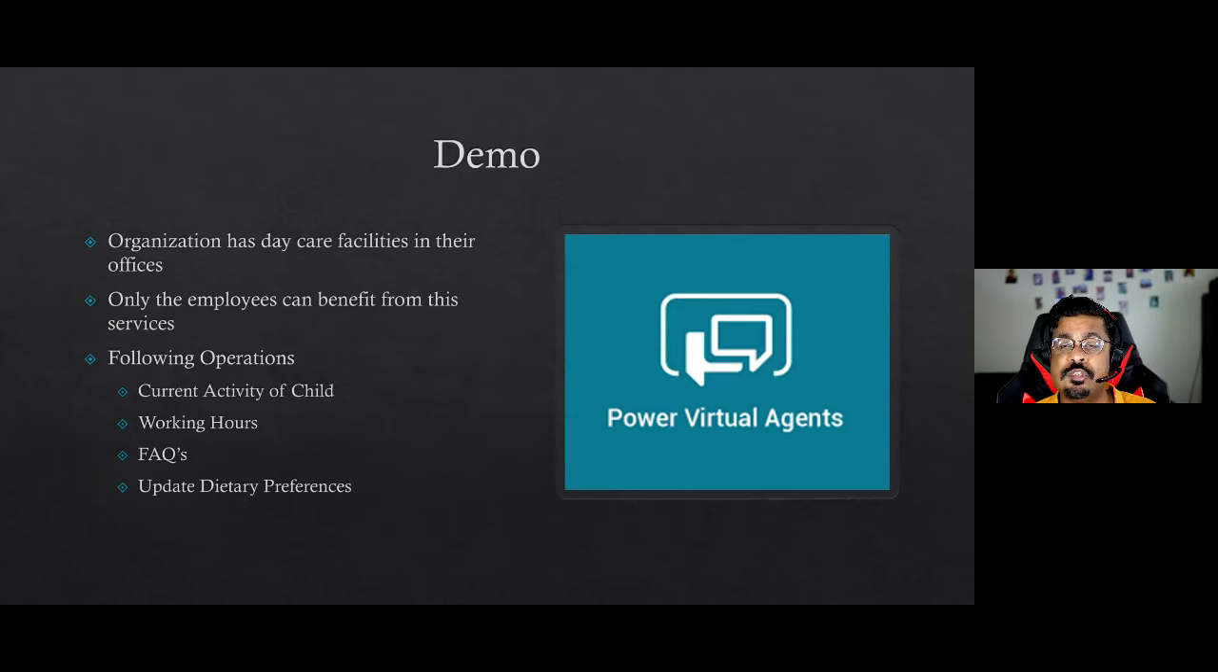First, I will check what my child is currently doing, so the current activity of my child. Then I will ask for the working hours. What are the working hours of this facility? Suppose they are closing at 5:30, and if I'm unsure about it, I can ask the Power Virtual Agent, and it will let me know the hours for this daycare.